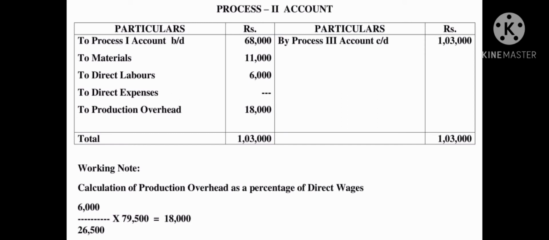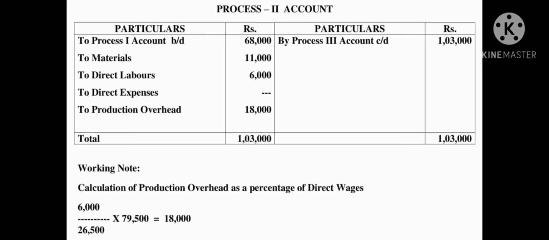Okay, process 2 account. Like process 1, I have prepared it with the same method. See that on the debit side, the process 1 balance value that we carried down, we entered the same value, that is 68,000, to be brought down to process 2 account. But here we should not write it as process 2 account, because we are working in the process 2 account. That means the 68,000 is the value from the process 1 account.